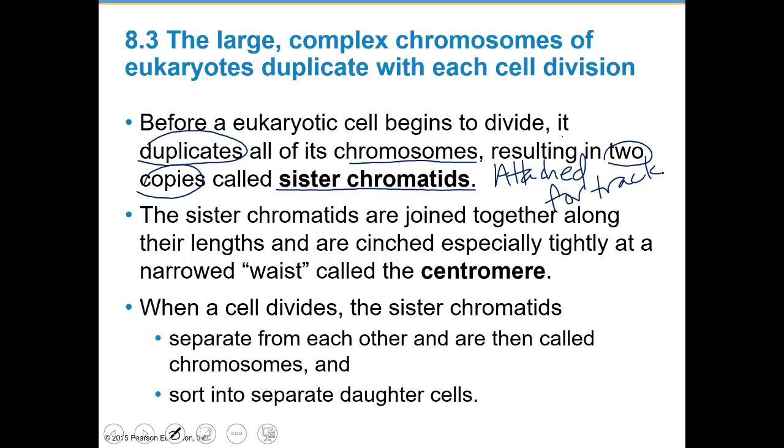We move through the very complicated process. The sister chromatids will be joined together at their lengths and cinched especially tightly at a narrow waist that we call the centromere. The centromere really is just the attachment point so we can keep track. We kind of hook them together. I don't know what kind of things we would use. We tie them up together.